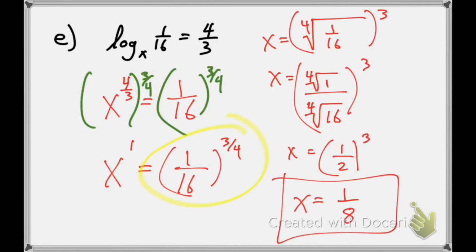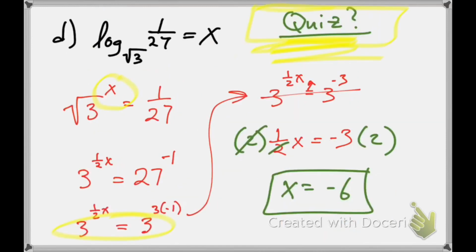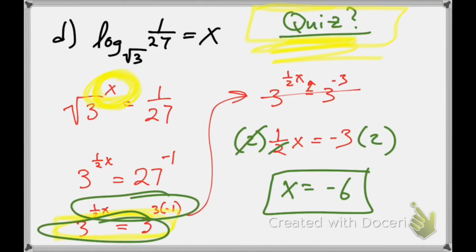And that is my answer. This might make a good quiz question too. And that's really the difference. If the x is in the base, multiply the reciprocal. If the x is in the exponent, like this one, get the same base, and then set the exponents equal to each other.